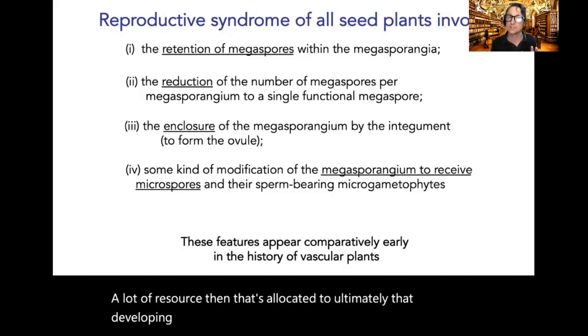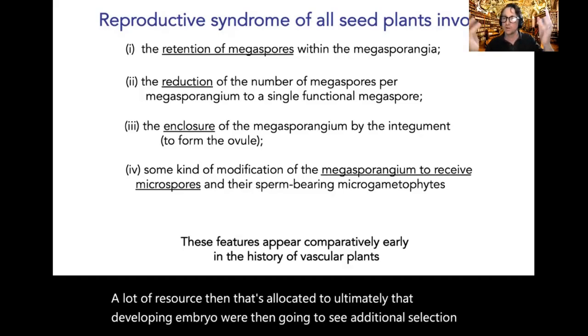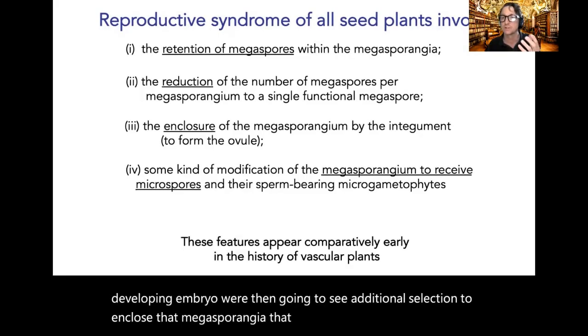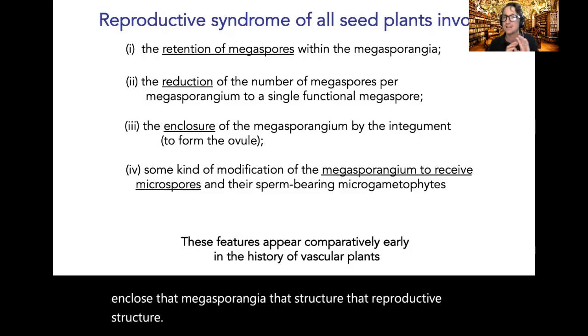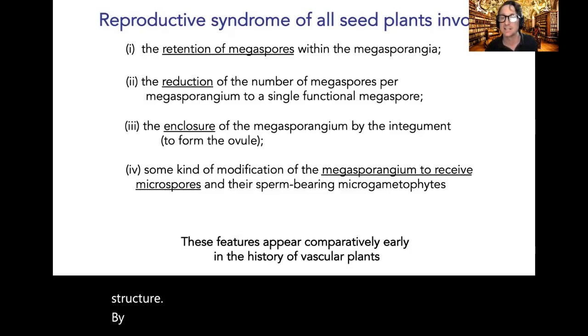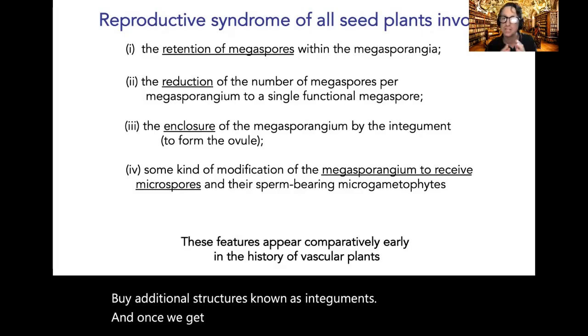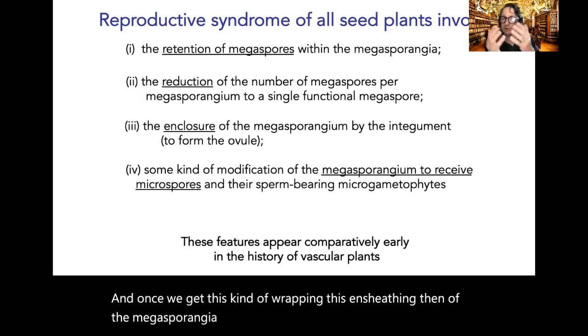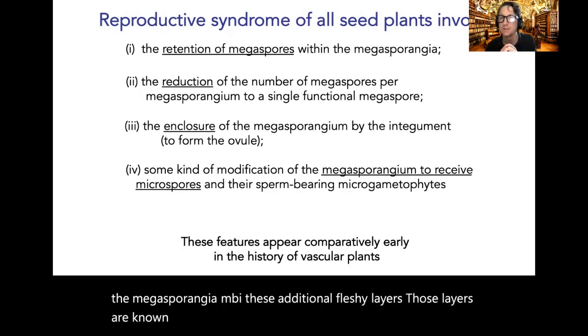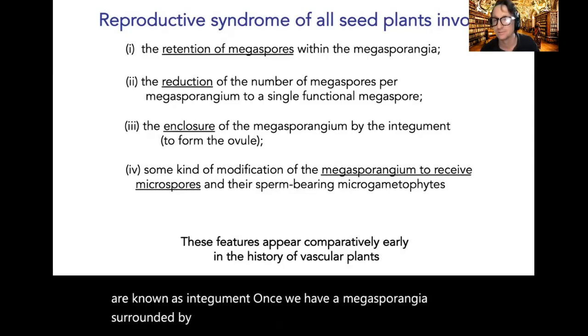We're then going to see additional selection to enclose that megasporangium, that reproductive structure, by additional structures known as integuments. And once we get this wrapping, this ensheathing of the megasporangium by these additional fleshy layers, those layers are known as an integument. Once we have a megasporangium surrounded by an integument, that's an ovule. That's the definition of an ovule.